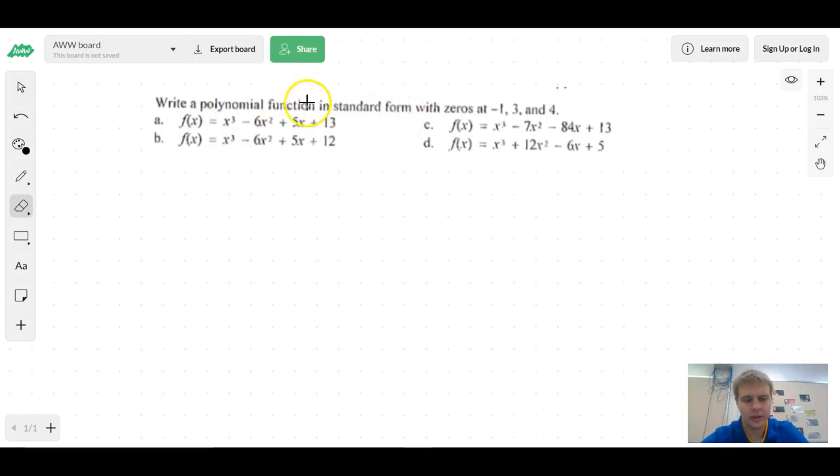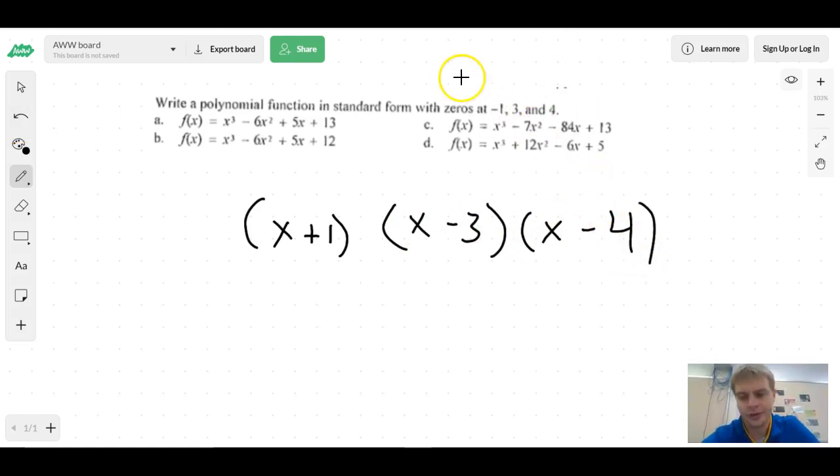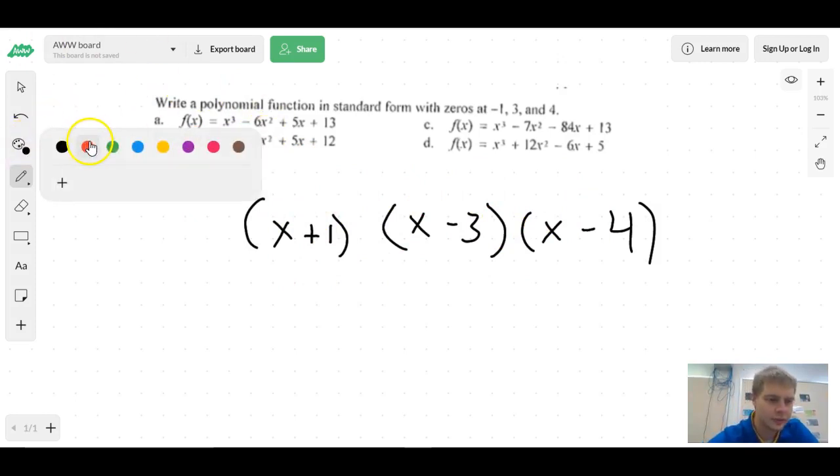So it wants us to write a polynomial in standard form given the zeros -1, 3, and 4. If you have the zeros, what you want to do is write the factors. So the factors that we have would be x plus 1, x minus 3, and x minus 4. The factors are always opposite of what the roots or zeros are. And then what we want to do is multiply this out so that we get it in standard form. So now we're just going to distribute.